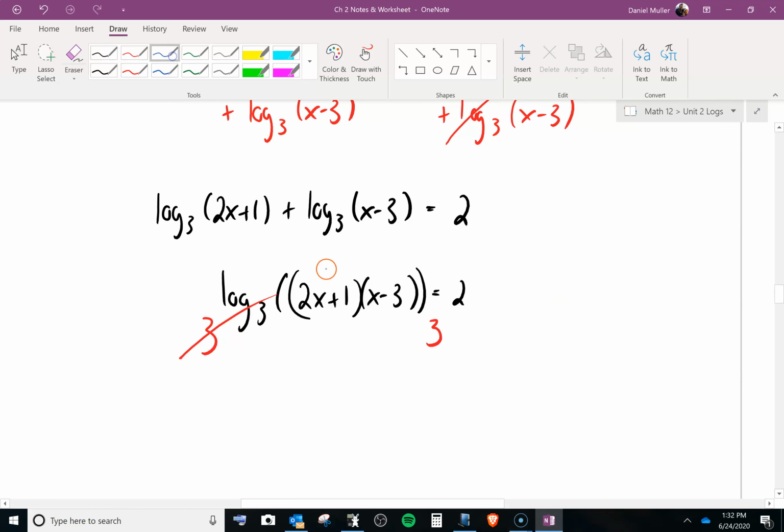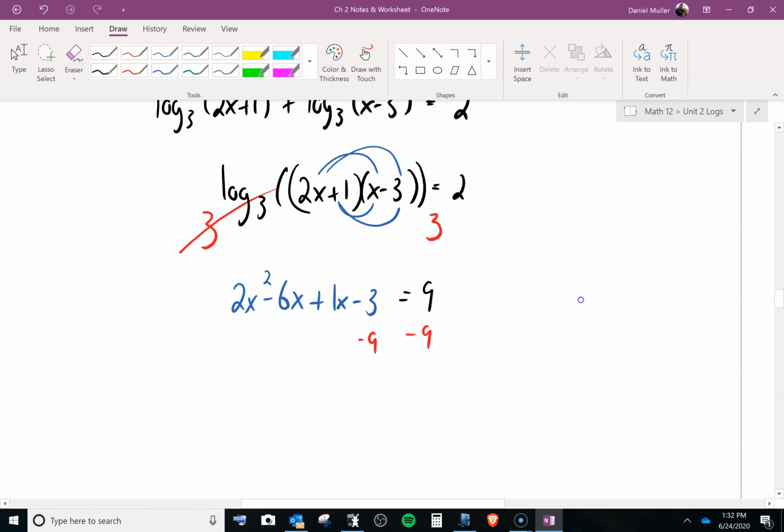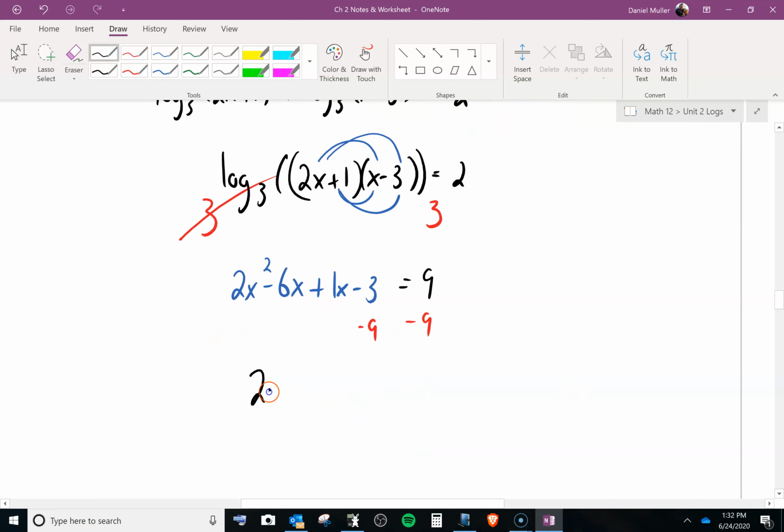So what do I have here? I got a 2x squared minus 6x plus 1x minus 3 is equal to 9. Let's bring that 9 over. So I've got a 2x squared minus a 5x. Negative 6 plus 1 is a negative 5. And then this is a minus 12.